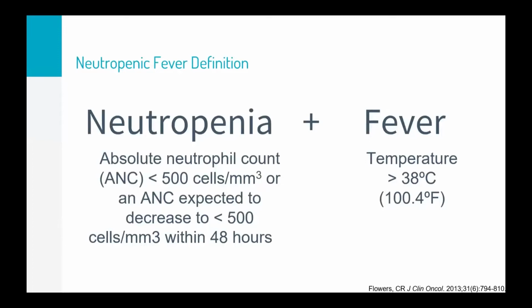So to start off, the definition of neutropenic fever is neutropenia and fever. And of note, there are slightly different definitions of neutropenic fever by different societies. So I got this one from the American Society of Clinical Oncology, or ASCO. So neutropenia is generally defined as an ANC less than 500 or expected to decrease to less than 500 within 48 hours. And a fever generally is described as a temperature greater than 100 degrees Fahrenheit.